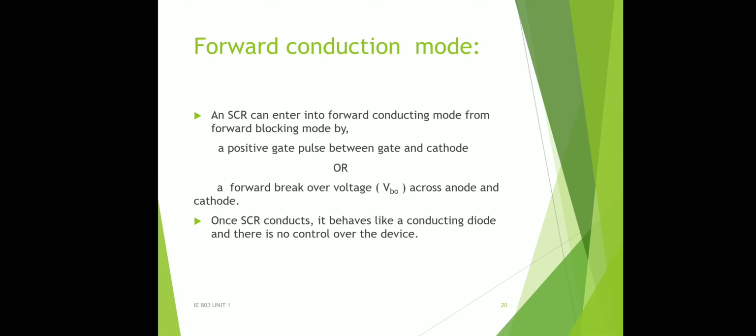When it comes to the forward conduction mode from that forward blocking mode, there are two possibilities. One is a positive gate pulse between gate and cathode. Whenever a positive gate pulse is applied between the gate and cathode, J2 also becomes forward biased, and the current flows from anode to cathode. And the second case is whenever the anode to cathode voltage crosses the forward breakover voltage. In these two cases, the SCR comes into forward conducting mode from the forward blocking mode.